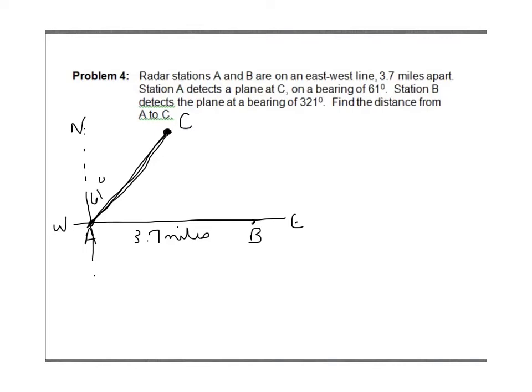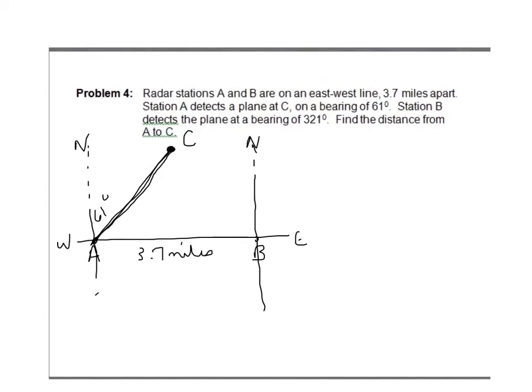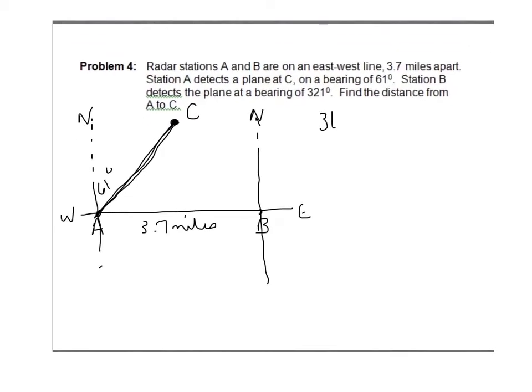Station B detects the plane, here's the north-south line, at a bearing of 321 degrees. All right, so I know all the way around is 360. So 360 minus 321 is 39 degrees. So I know that here to here is going to be 39 degrees. Because all the way around this way is 321 degrees. Okay? So 39 I know has to be there.